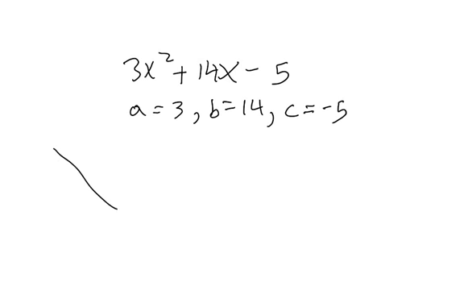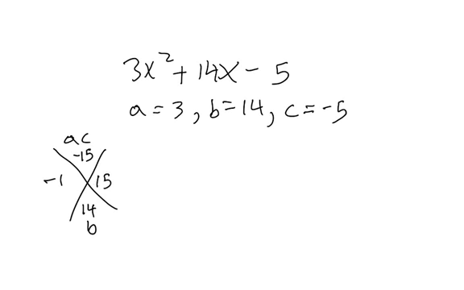So we use our graphic organizer. A times c is going to be 3 times negative 5, which is negative 15. And our b value was 14. So we need two numbers that multiply together to be negative 15 and add together to be a positive 14. So it turns out that those numbers are negative 1 and 15.